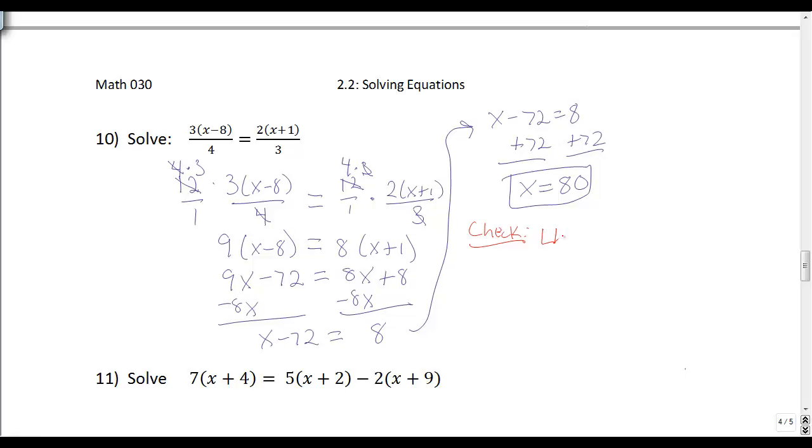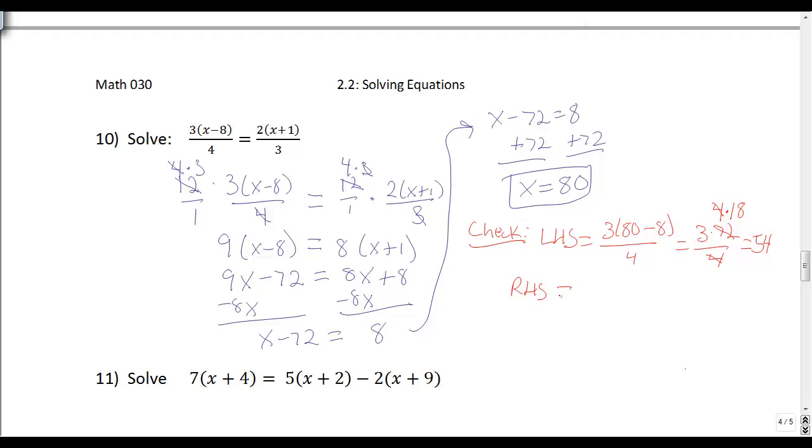So on the left-hand side, I get 3 times 80 minus 8 over 4. Now let's go up here, 3 times 72 over 4. Now what I'm going to recognize here is this 72. This might be a little hard to see, but that's 4 times 18. Well, then the 4's cancel, and 18 times 3, that's 54. So again, the numbers are getting maybe not quite as comfortable, but in principle, this works out.